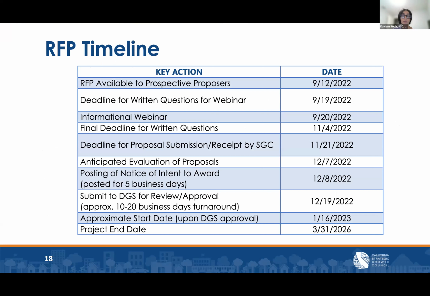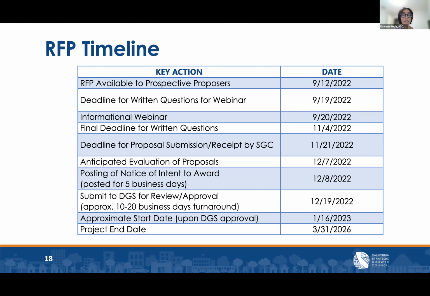So this is the RFP timeline. And before we jump into the Q&A portion of the webinar, I would like to review this super quick. As you already know, we released the RFP last week. We have 2 Q&A periods. One is during today's webinar, and we will accept written questions through November 4th.